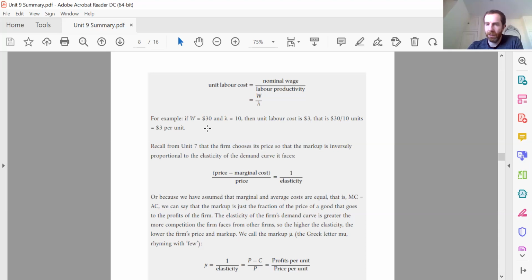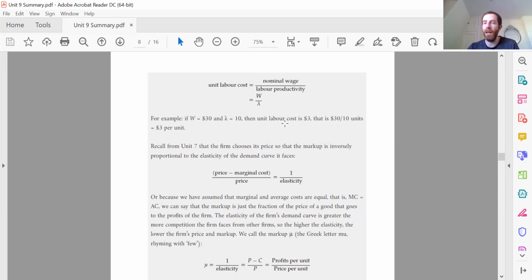Well, this example makes it nice and clear. If the nominal wage is $30 and labor productivity is 10, then producing 1 unit of output is going to cost $3. So the nominal wage, meaning the wage per hour, is $30, and lambda tells us how many units of output a worker produces in that hour. You have to pay a worker $30 per hour. They produce 10 units of output per hour. So every unit of output is costing you $3.